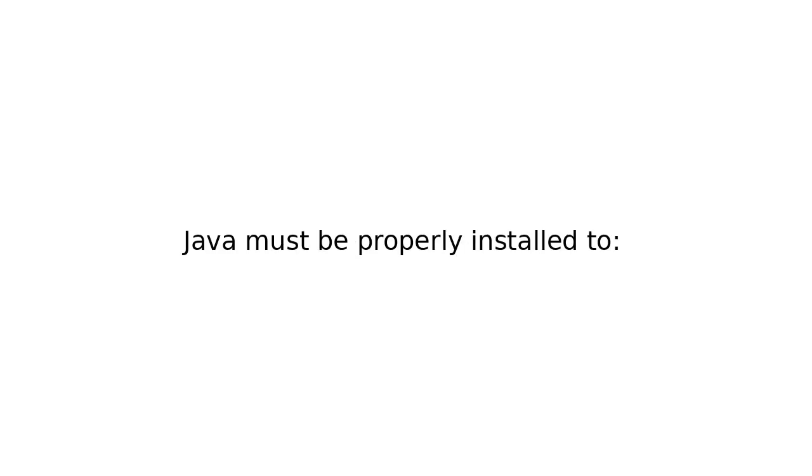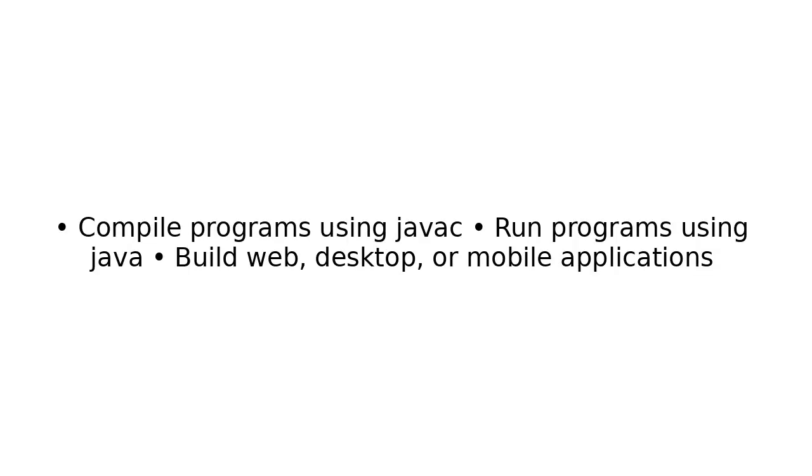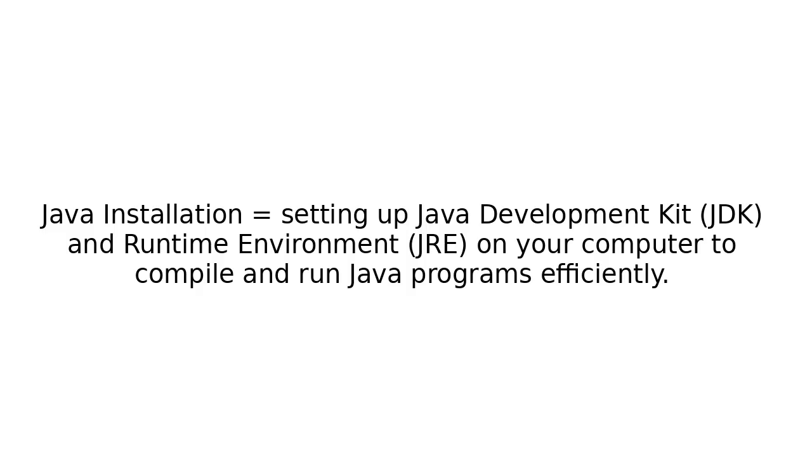Important point. Java must be properly installed to compile programs using javac, run programs using java, and build web, desktop, or mobile applications. Simple definition. Java installation equals setting up Java Development Kit, JDK, and Runtime Environment, JRE, on your computer to compile and run Java programs efficiently.